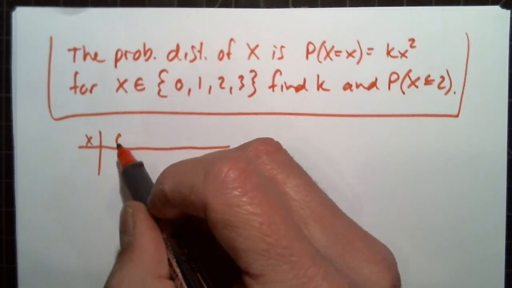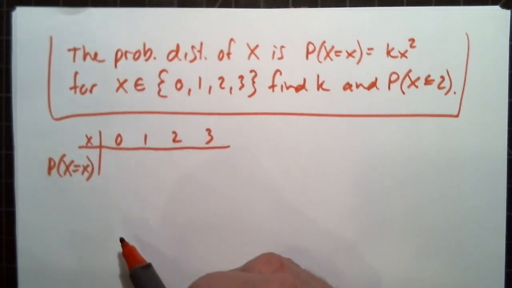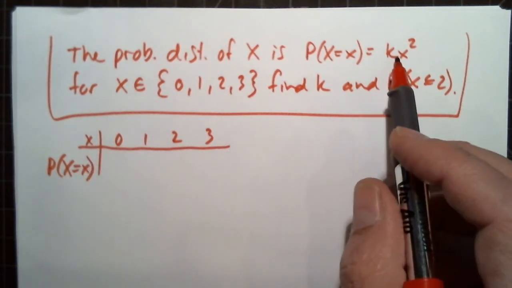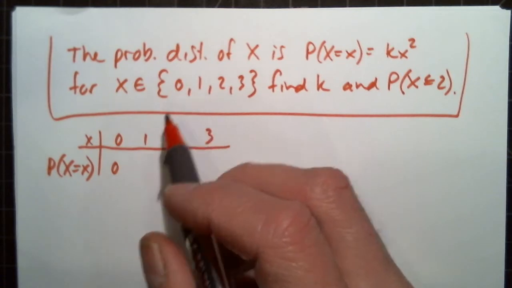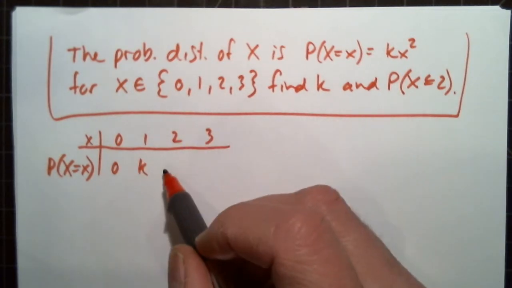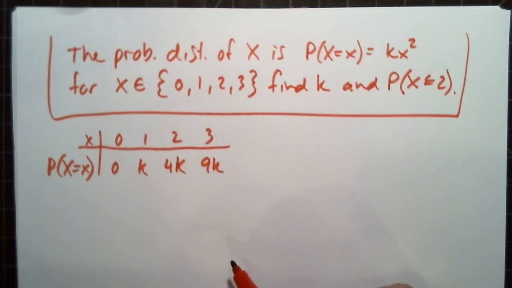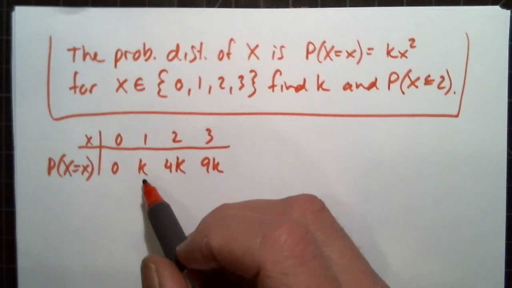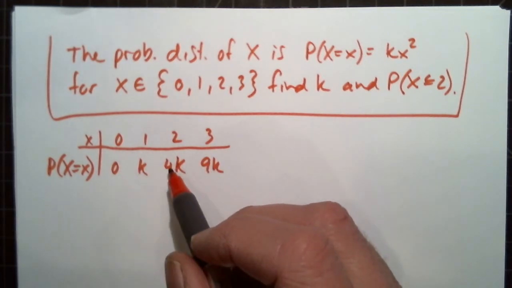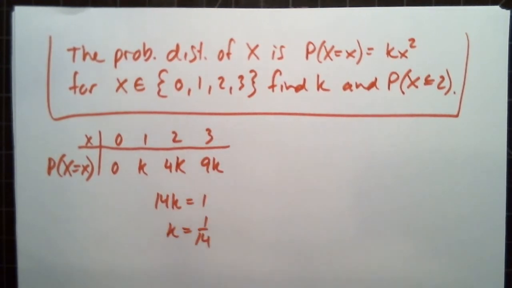The values of x, 0, 1, 2, 3. The probability of each of those is kx squared. So k times 0 squared, k times 1 squared, k times 2 squared, k times 3 squared, and we know that all of these have to add up to 1, so we have 9, 10, we have 14k equals 1, so k is 1 over 14.